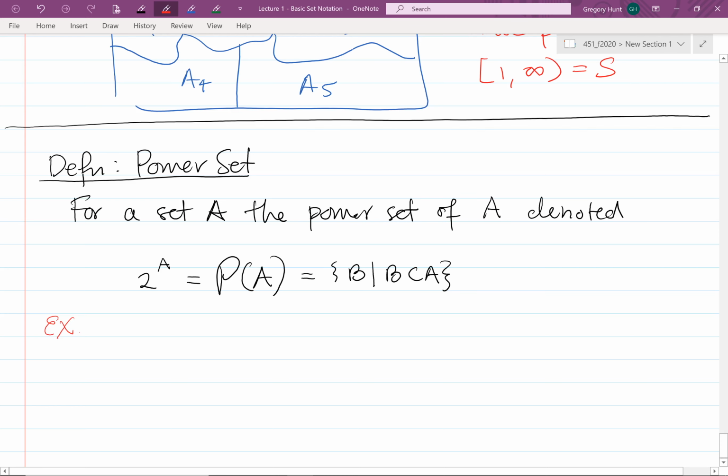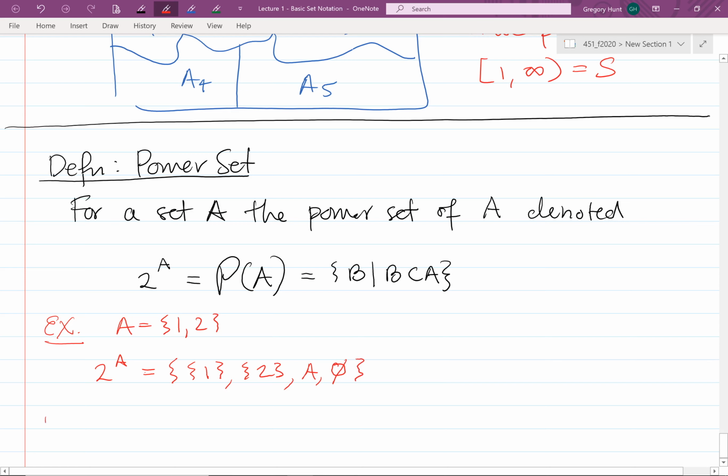An example: if A is the set {1, 2}, then the power set of A, 2 to the A, is the collection of all subsets of A. What are the subsets of A? Well, the set containing just the element 1 is a subset of A. The set containing just the element 2 is a subset of A. So those are the proper subsets. Of course, the set itself, A, is always a subset of itself. And what's always a subset of every set? The empty set.